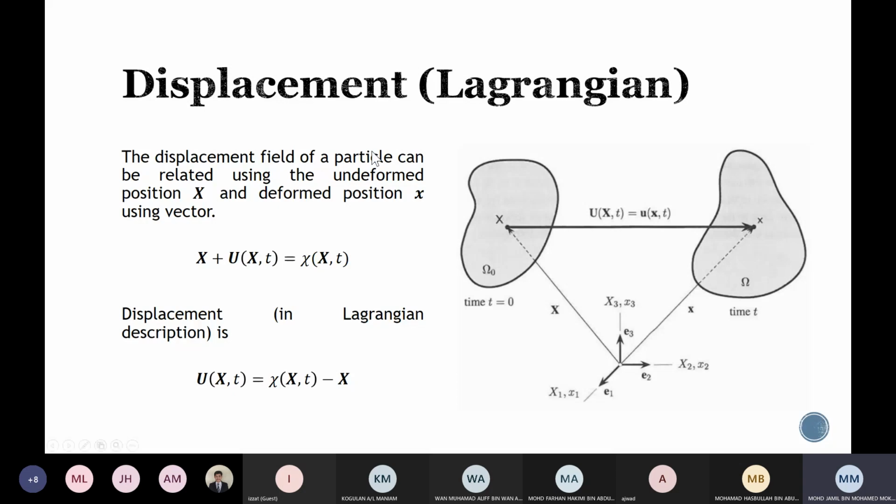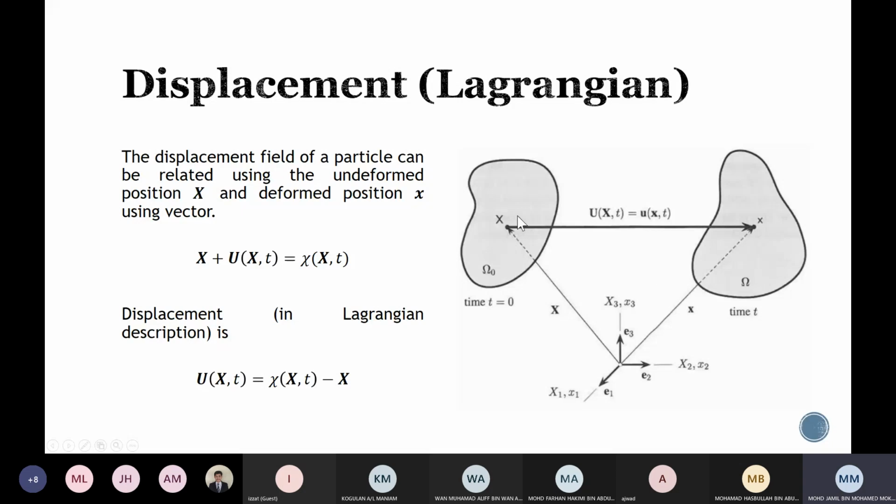Okay. So now let's describe the displacement. We have described the reference position and also the current position of a particle. But how to measure the displacement of that particle, from the reference configuration to the current configuration? So again, we can use a vector. The displacement u is basically this vector measured from big X to small x.